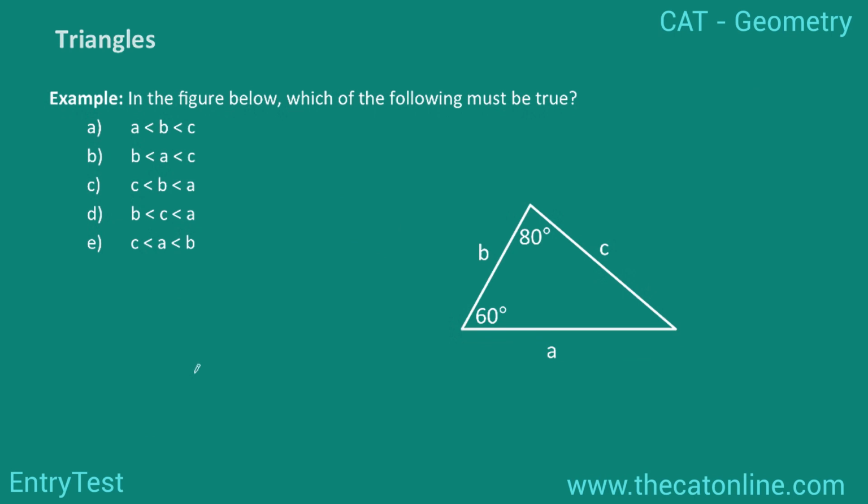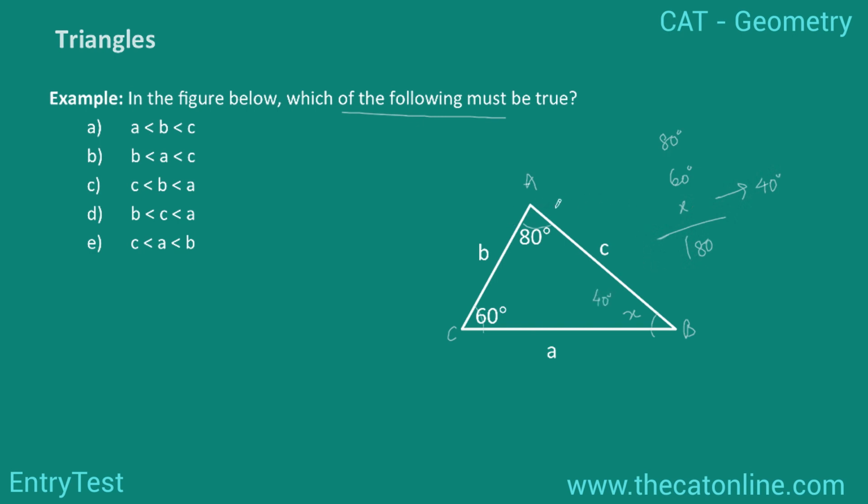Let's look at a question. In the figure given below, which of the following must be true? So I have two angles which are given to me. If you look at it, this will be B, this will be angle A, this will be angle C. The two angles given to me are 80 and 60. I know the sum of all the angles, if I add x, should be equal to 180. So that means x should turn out to be 40 degrees. This should be 40 degrees.